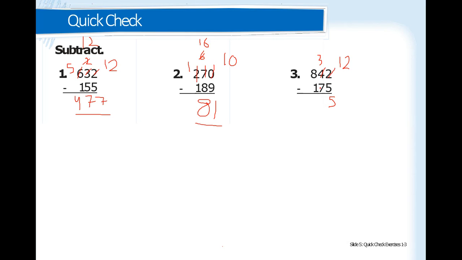3 minus 7, it's not going to work because we cannot subtract 7 from 3. We need to regroup by moving to the next door and cross 8 to become 7 and 3 to become 13. 13 minus 7 equals 6. 7 minus 1 equals 6. The answer is 665.